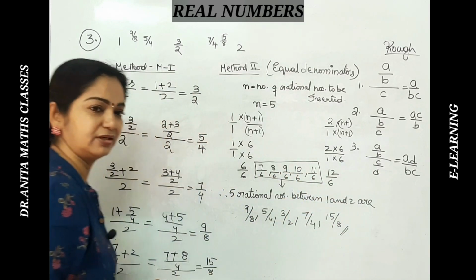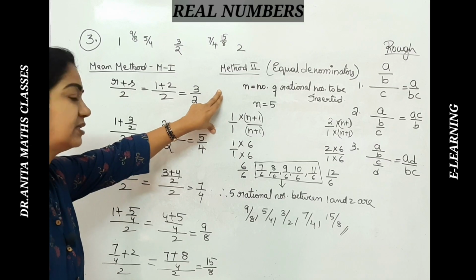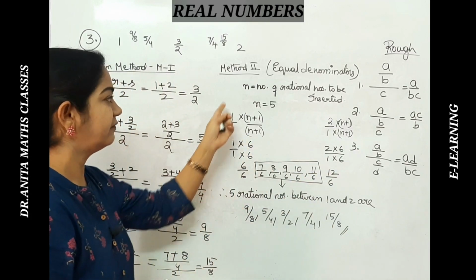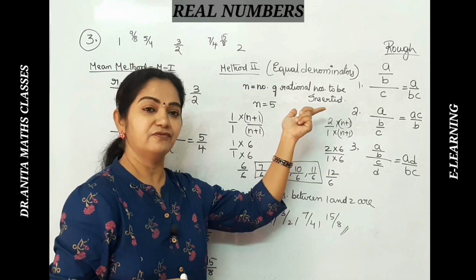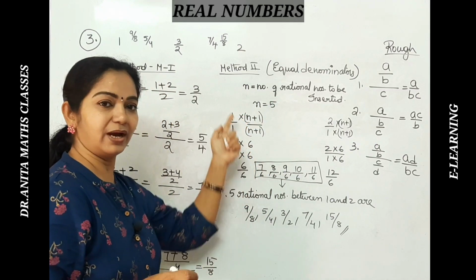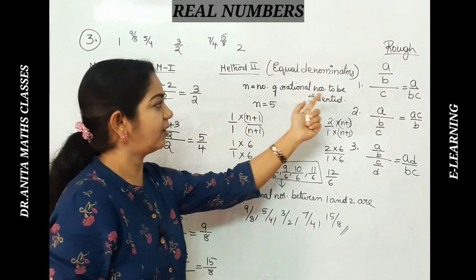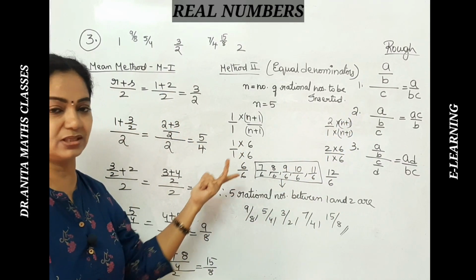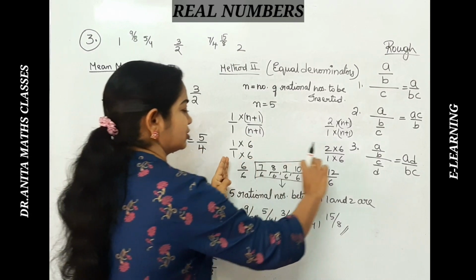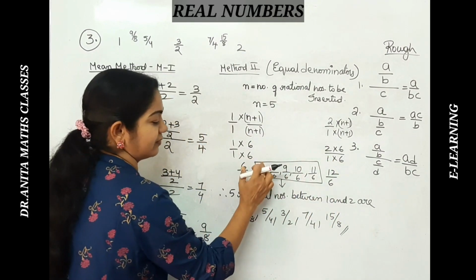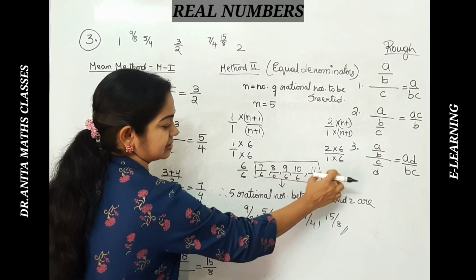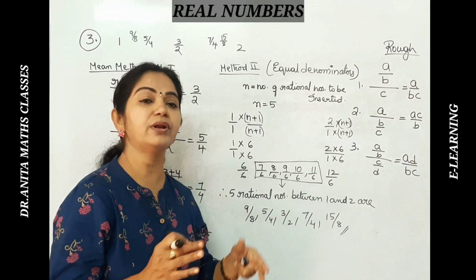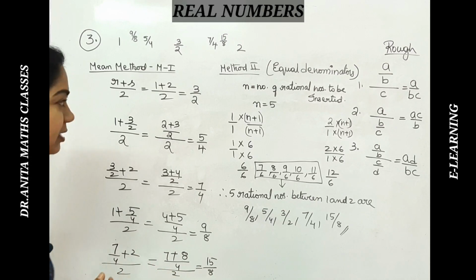So this is the second method. Use this method when the denominators are equal, or else you can make the denominators equal and then proceed, where n is the number of rational numbers to be inserted. For that, add 1, and multiply and divide r and s by n plus 1. When you multiply and divide, the value is not changed. After getting them, in between you can easily write 7 by 6, 8 by 6, 9 by 6, 10 by 6, 11 by 6. This method is very simple when a larger number of rational numbers is to be inserted. Pause it and note it down.